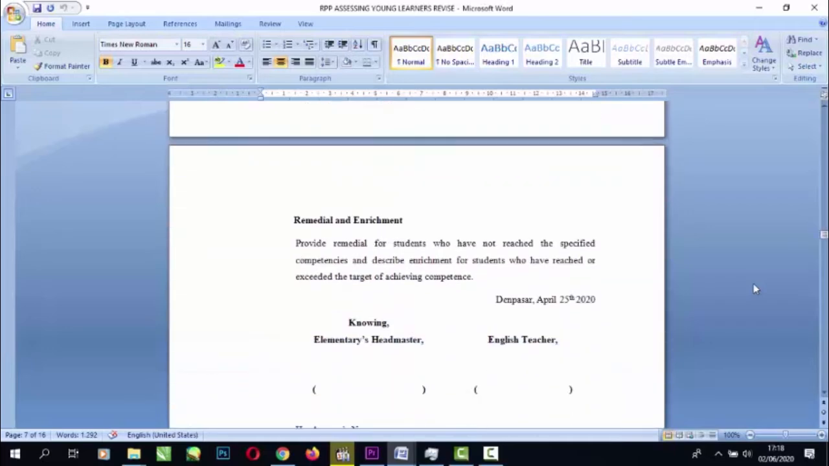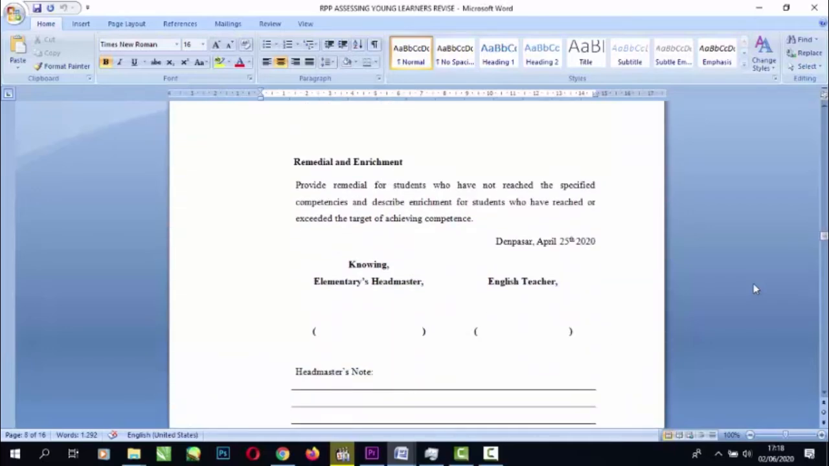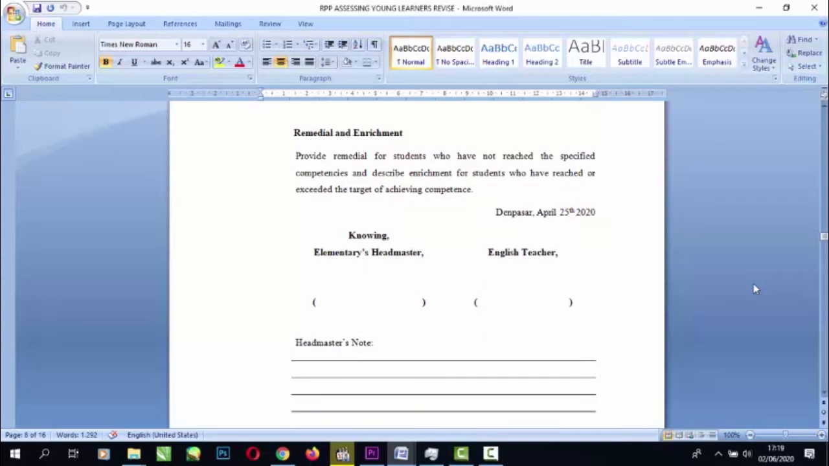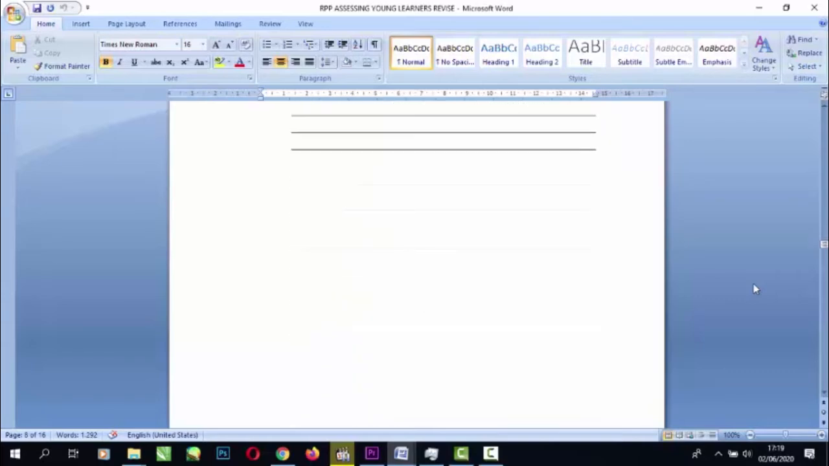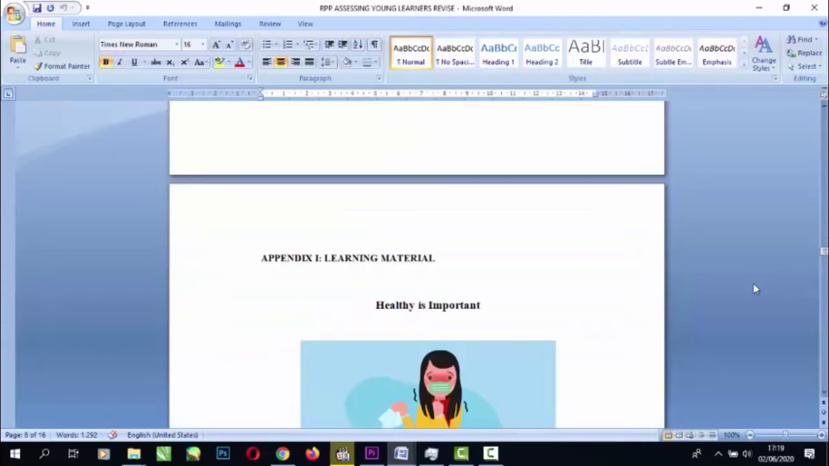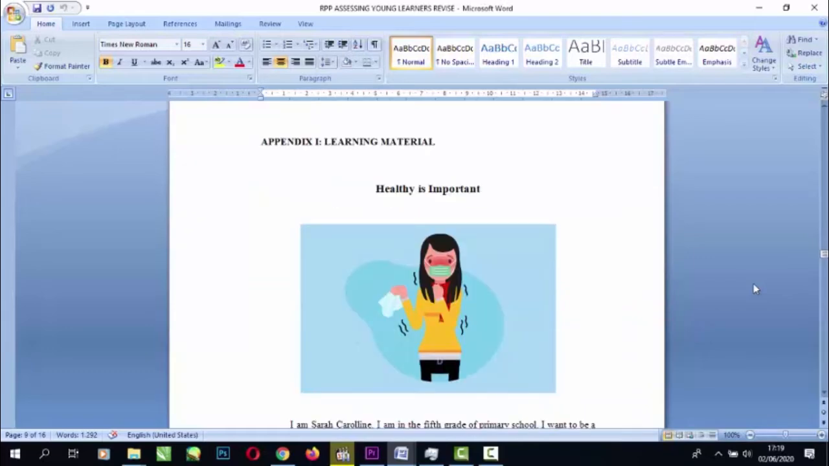And then the remedial and enrichment. This provides remedial for students who have not reached the specified competencies, and describes enrichment for students who have reached or exceeded the target of achieving competence. So I think that's all, and then the next will be continued by Wahyu Surya Utami.